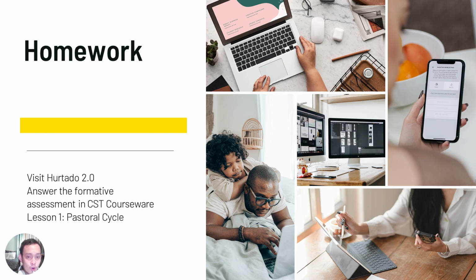So for your homework, you need to visit Hurtado 2.0 and answer the formative assessment in the courseware. And also access already lesson 1, which is the pastoral cycle.